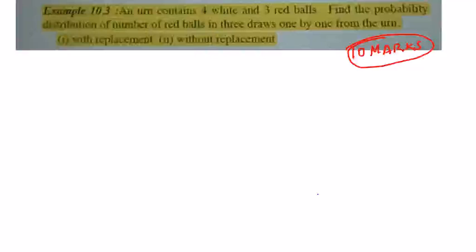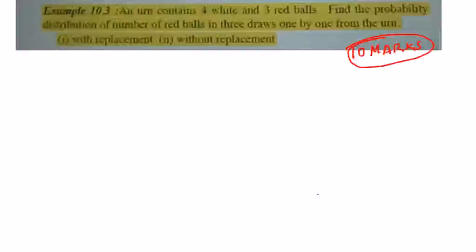Example 10.3 is a very easy 10 mark question. It's been repeated often also, so do not leave this sum. You're sure to get 10 marks because it's a very easy sum. Let's start with it and try to understand this.